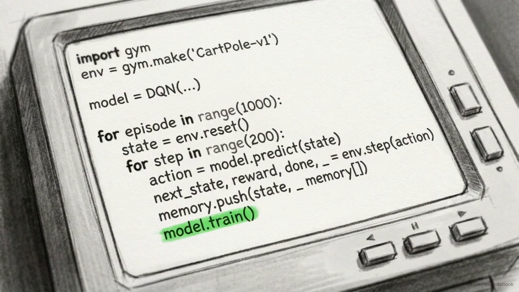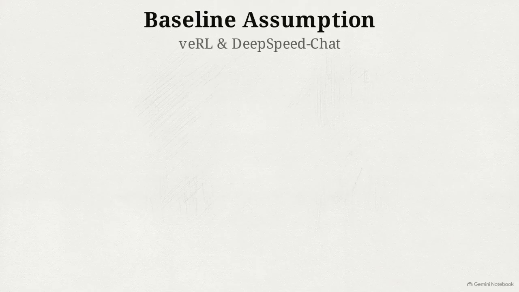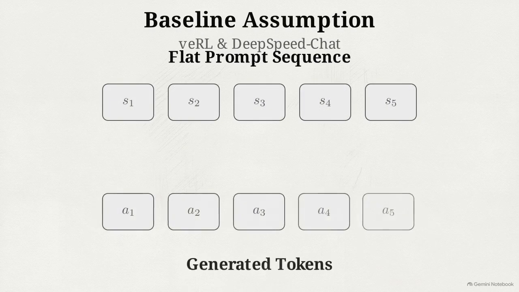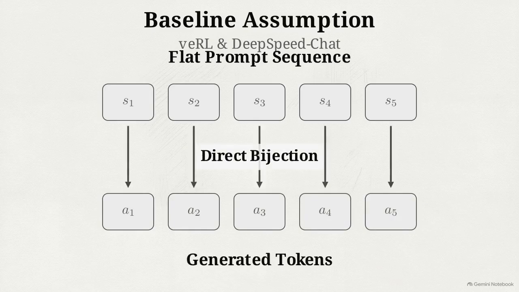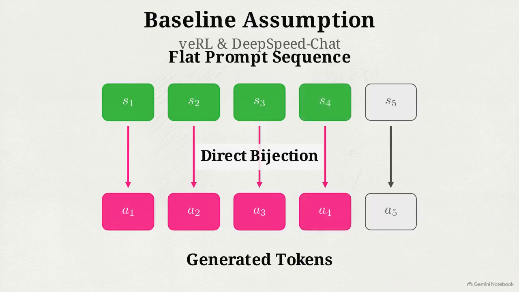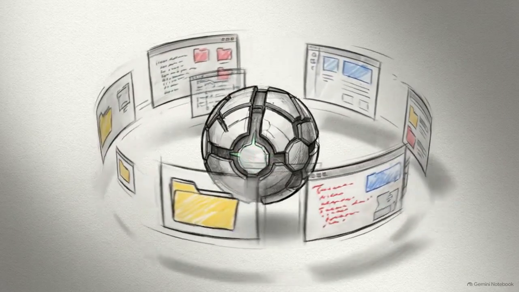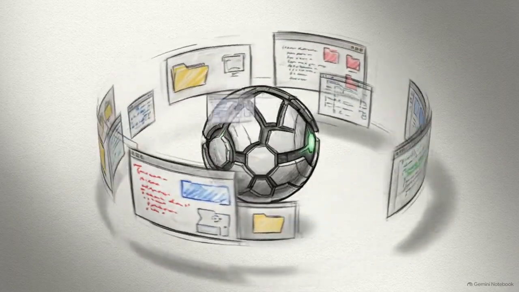In traditional reinforcement learning setups for language models, policy gradients are computed directly over raw token sequences sampled from an autoregressive distribution. This schematic visualizes the baseline assumption of standard open-source RL frameworks like VeRL and DeepSpeed Chat. They expect a direct synchronous mapping where a flat prompt sequence possesses a one-to-one relationship with the generated output tokens. But modern AI agents deployed in complex environments do not operate on flat prompts.